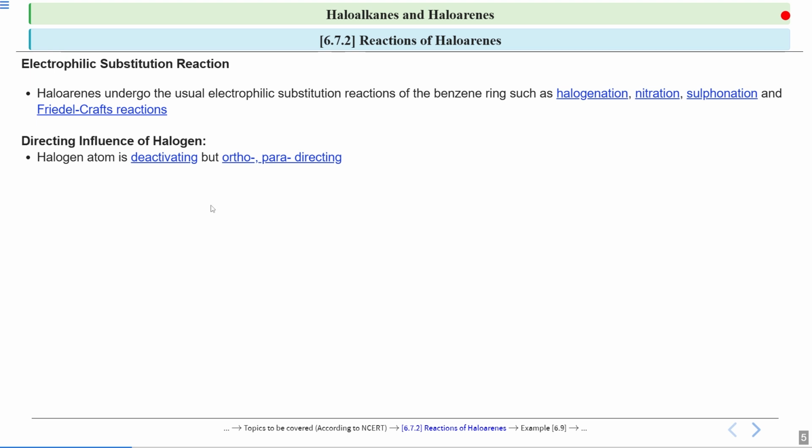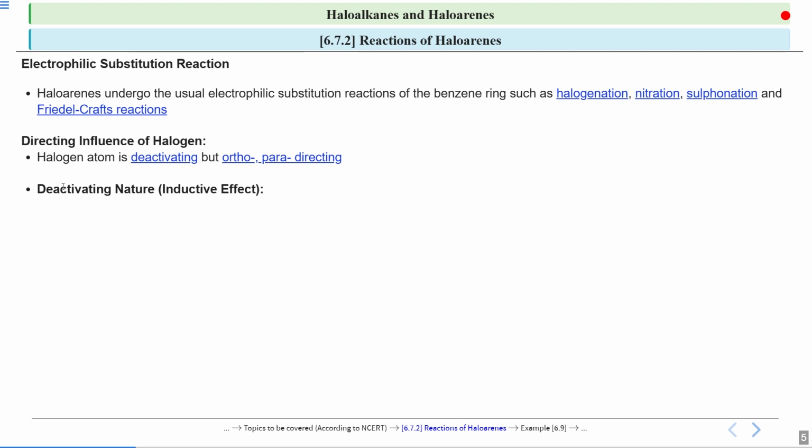Why? We will also see that. So the halogen atom is a deactivating group. That means it deactivates the benzene ring due to its minus I effect, basically due to its larger electronegativity and its ability to attract the electron pair towards itself from the ring. So the halogen atom is a deactivating group, but it is also ortho and para directing.